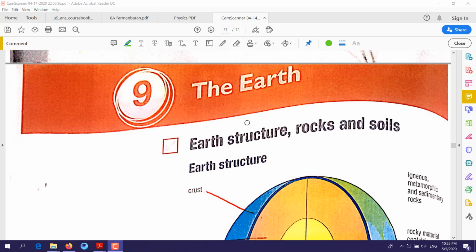Hello everyone. Today we will start reviewing Unit 9. Unit 9, it's about the Earth. So, Unit 9, it's about topics that you studied in grade 8 and also grade 9. Firstly, we will talk about Earth structure, rocks and soil.